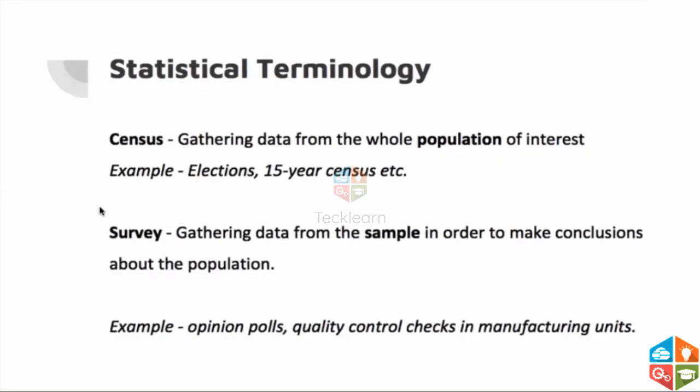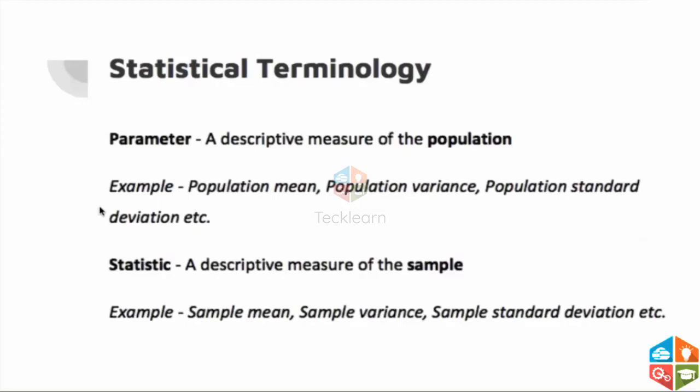All right. Then census and survey. Census is gathering data from the whole population. We could say the elections or any 15-year census, something like that, can be considered as census data. The survey is gathering data from the sample in order to make conclusions about the population. These are quite generic terms that we mostly hear or see in the newspapers. Survey could be like opinion polls or any kind of quality control checks in the manufacturing units.